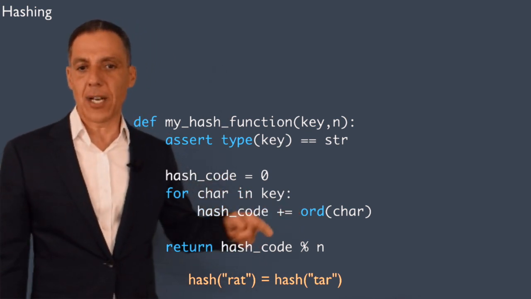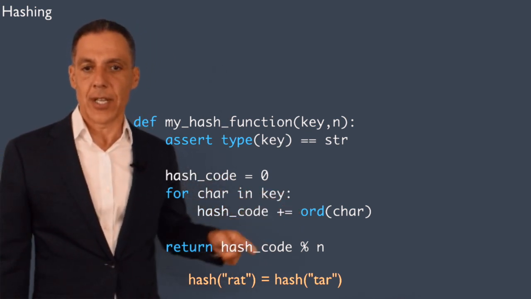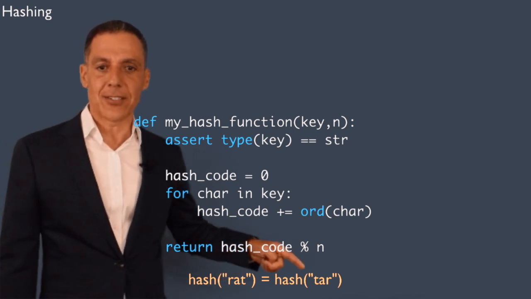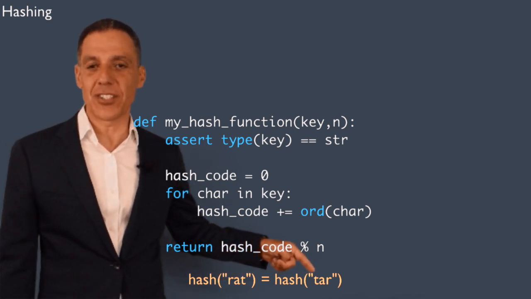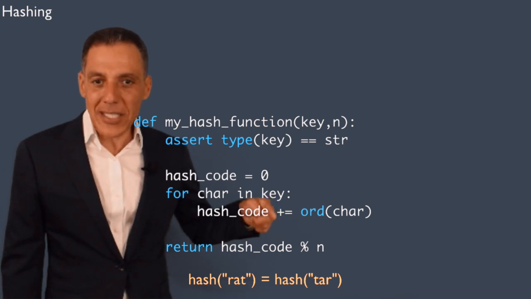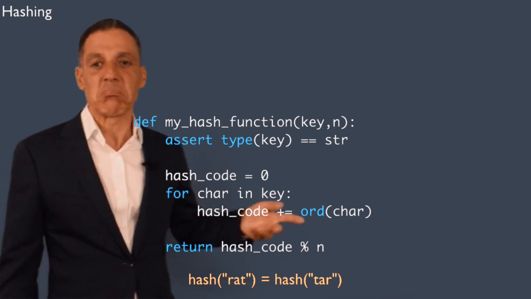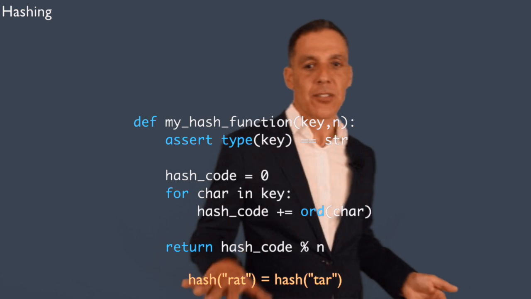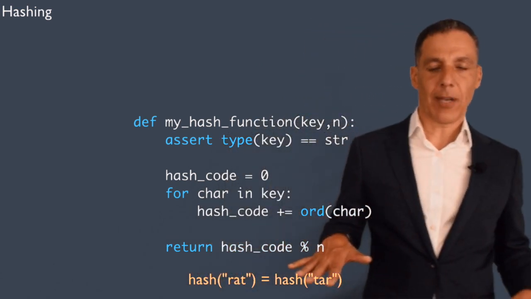Why, by the way? Because the ordinal conversion of these 3 letters is the same as the ordinal conversion of these, just in a different order. And since all I'm doing is summing everything up here, I get exactly the same number. So that's pretty busted. Okay, so that won't work. Well, let's see if we can just do a little bit better.